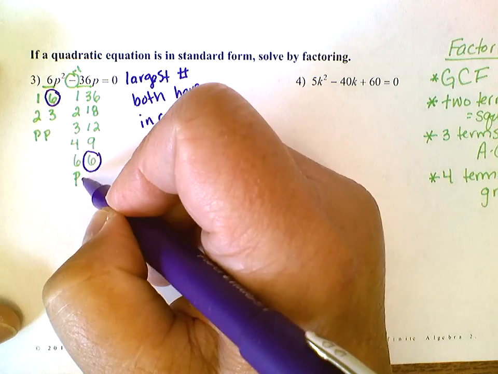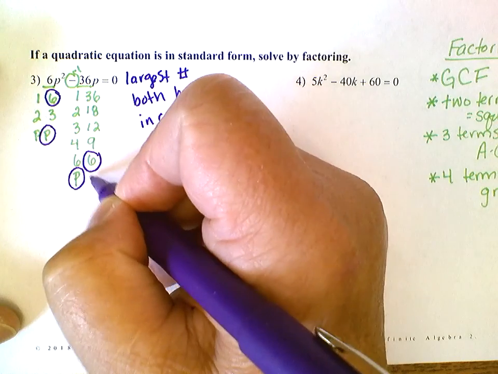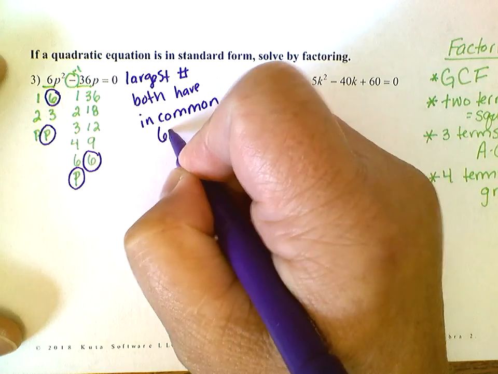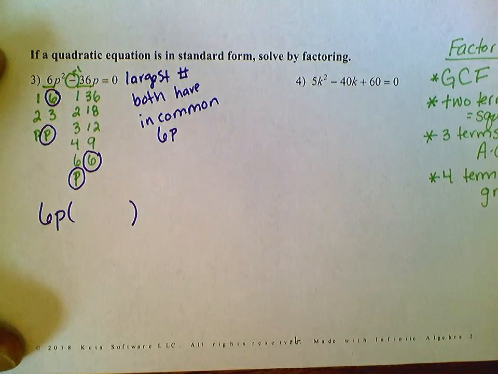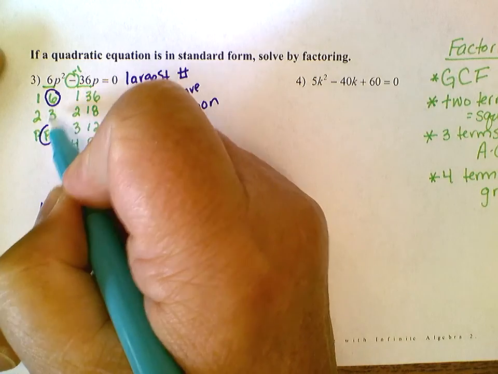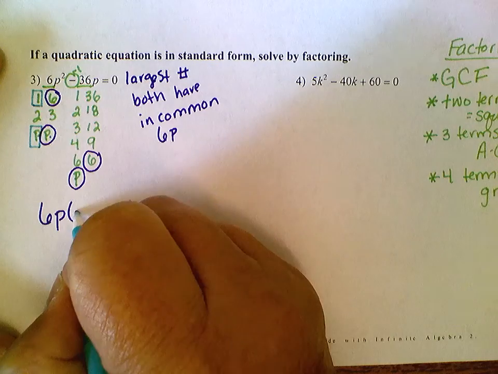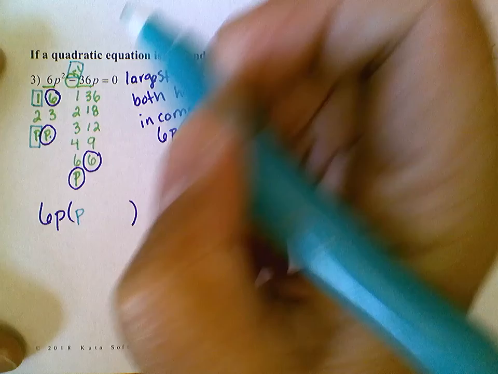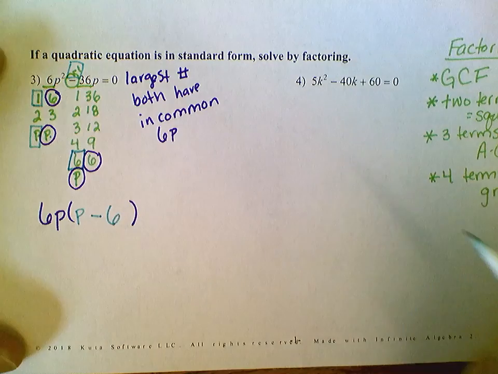Now I'm going to look at my variables. I have one p here, and so I match these two p's. I cannot factor out another p here. I am finished. So my GCF is 6p. To factor this, I'm going to put the 6p out front, and then I put my leftovers in the parentheses. When I factor out a 6p, I have left 1p, or just p, and here I have this negative 1, or negative 6.